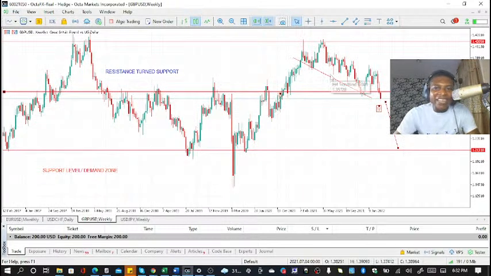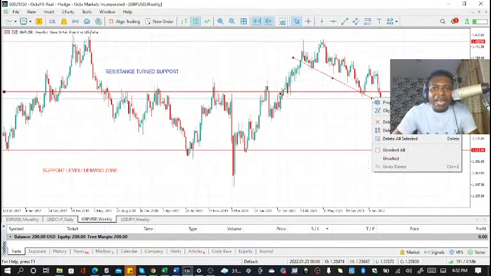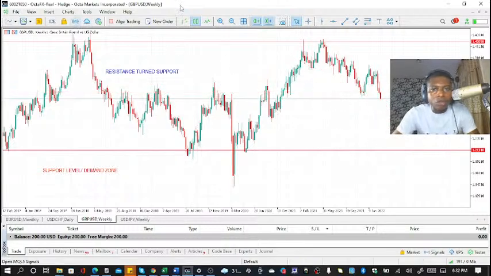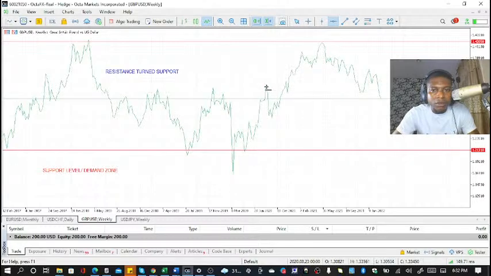So take a critical look at the movements here. Let me draw back this resistance level. It got deleted. Okay. All right. Okay. Good.